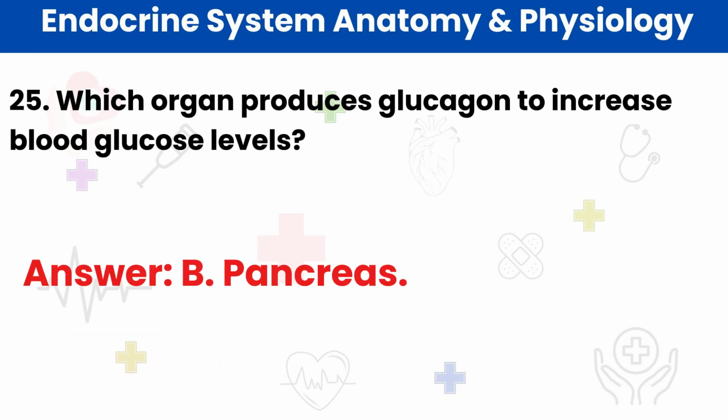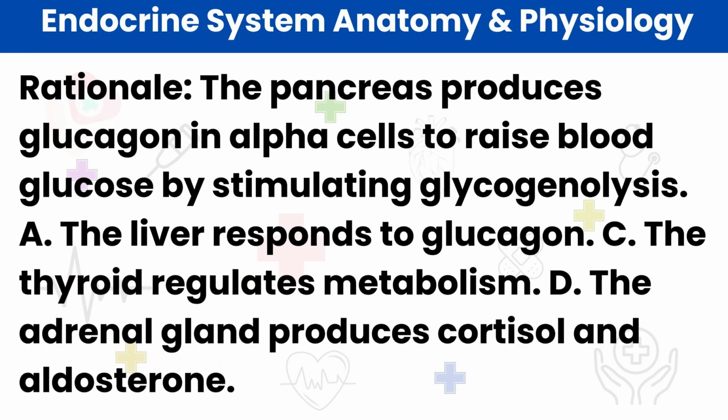Answer: B. Pancreas. Rationale: the pancreas produces glucagon in alpha cells to raise blood glucose by stimulating glycogenolysis. A. The liver responds to glucagon. C. The thyroid regulates metabolism. D. The adrenal gland produces cortisol and aldosterone.